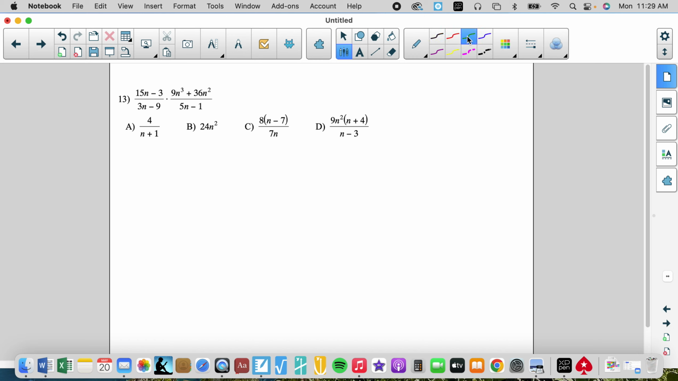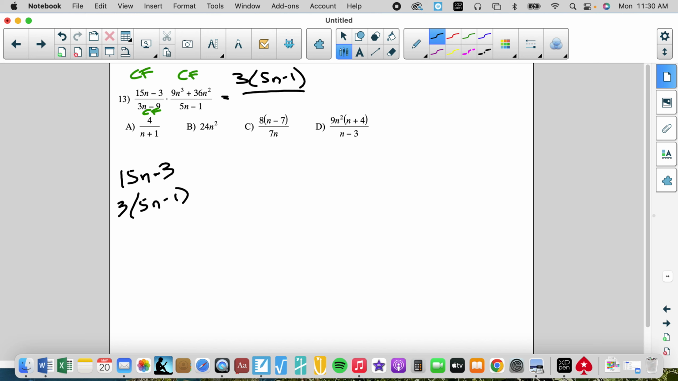So this is going to be a common factor. This is going to be a common factor. That's going to be a common factor, and that can't. So let's look. 15n minus 3. Let's factor out a 3. We get 5n minus 1. Oh, sorry. 3 times the quantity 5n minus 1. Let's do 3n minus 9. We can factor out a 3. We get n minus 3. 3 times the quantity n minus 3.